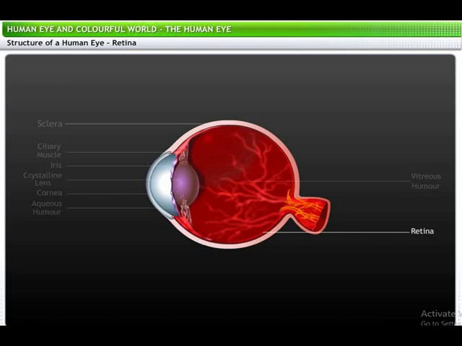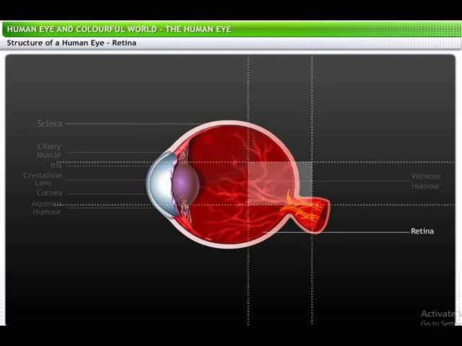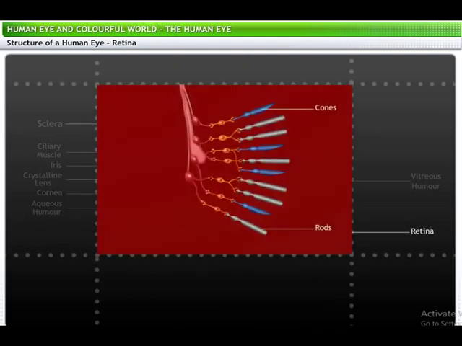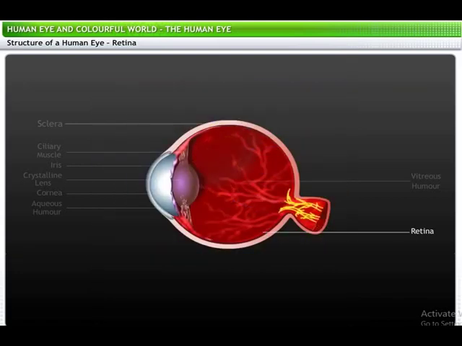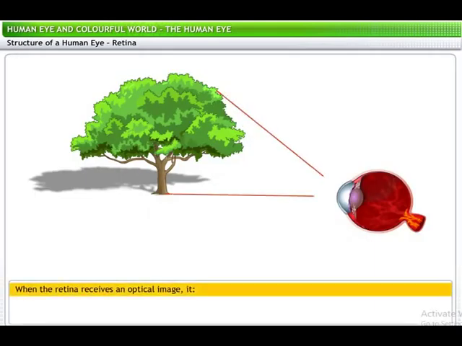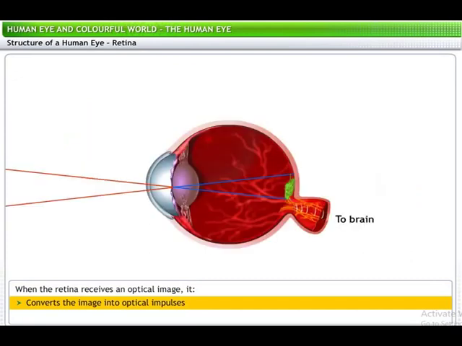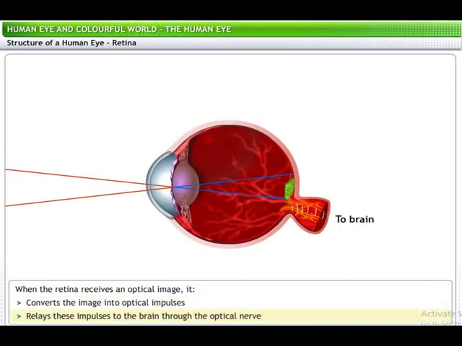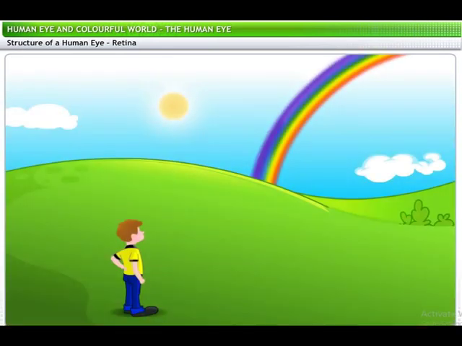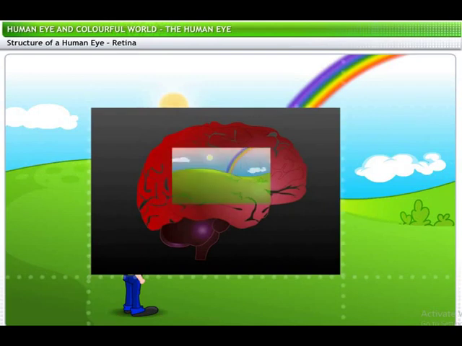The retina contains two main types of light-sensitive cells, called rods and cones. Through optical nerves, the retina connects the eye to the brain. When the retina receives an optical image, it converts the image into optical impulses and relays these impulses to the brain through the optical nerve. The brain then interprets these signals to an image of the object viewed through the eye. That's how the eyes help us to see.